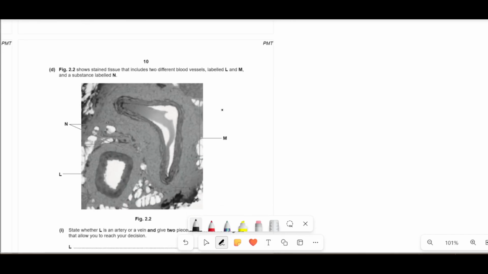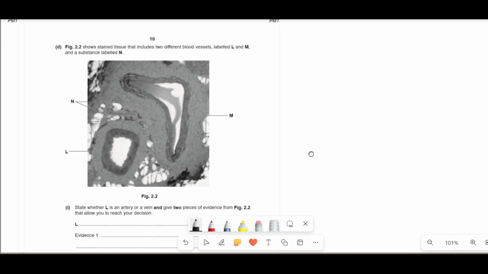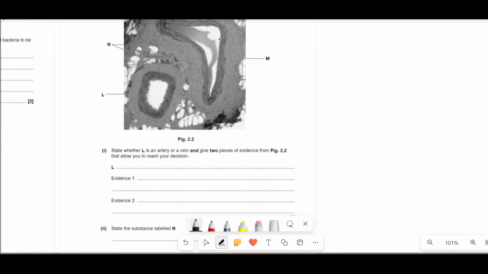Remember that this is a cross section, so it's not always going to look like a perfect, nice little tube. It might be that this is a bit of an angled cut, or it's been cut sideways. So just remember, that doesn't mean that it can't possibly be a vessel, because it's not a nice tube. So based on that alone, it's an artery because it's got a small lumen or diameter, and it's also got a thick layer of smooth muscle.